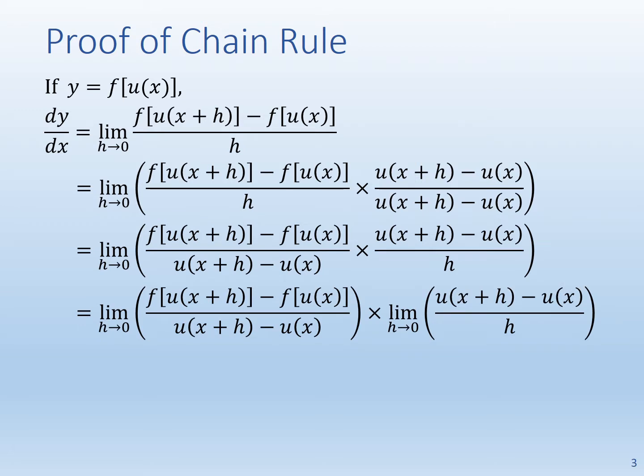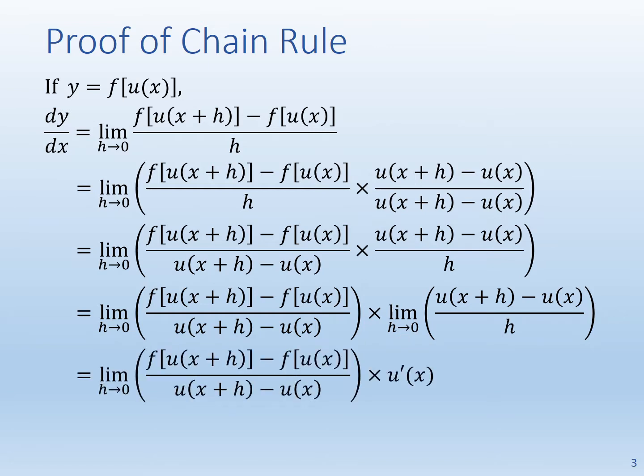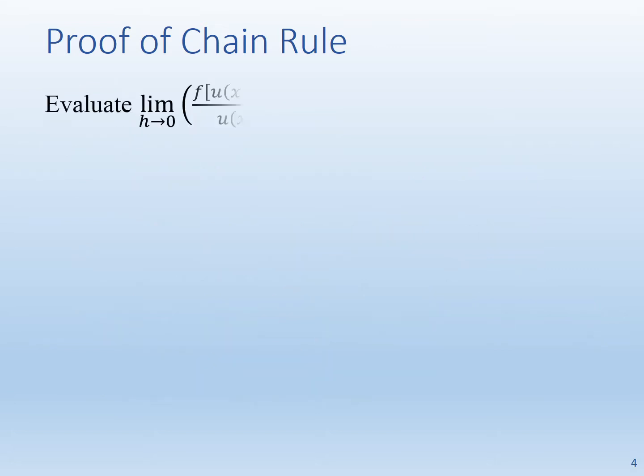Now we've got the limit of a product is the same as the product of each of the limits separately. And looking at the second term there, of course, that is the definition of the derivative of u. So we can write that as u dashed of x, or simply the derivative of u. So now we're left with working out that first limit.